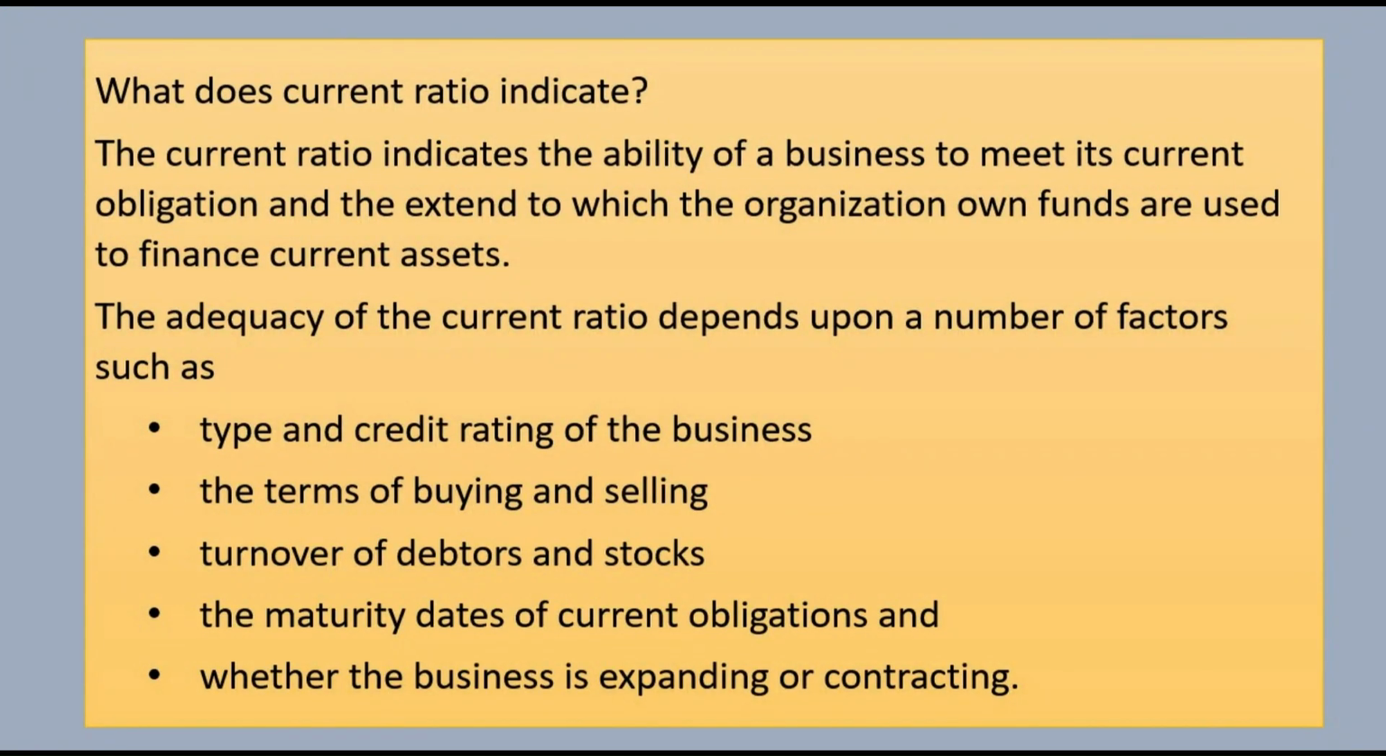What does the current ratio indicate? The current ratio indicates the ability of a business to meet its current obligations and the extent to which the organization-owned funds are used to finance current assets.